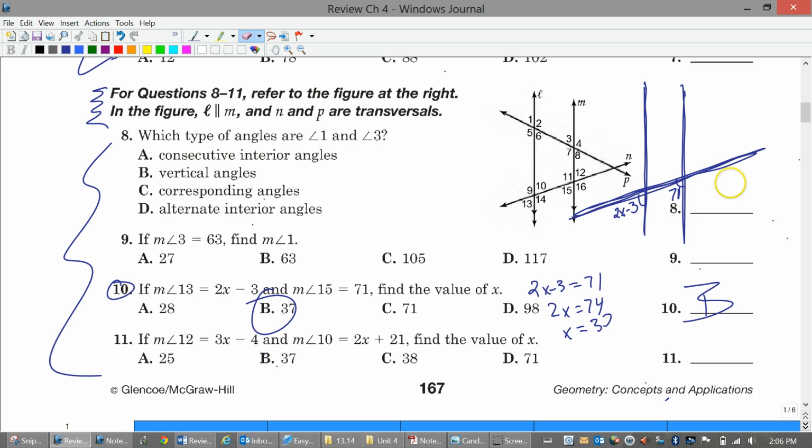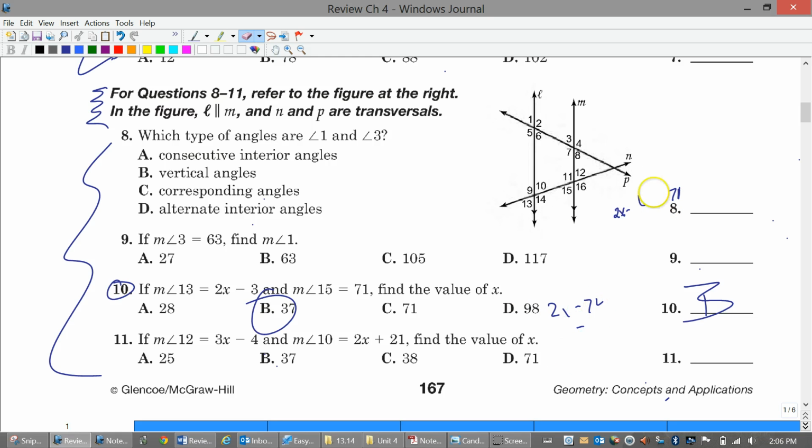Okay, I'm going to delete this so I have some space to work. And then again, I'm going to highlight that L and M are parallel. Measure of angle 12, 3x minus 4. Measure of angle 10, 2x plus 21. And the transversal that makes up those two is that.